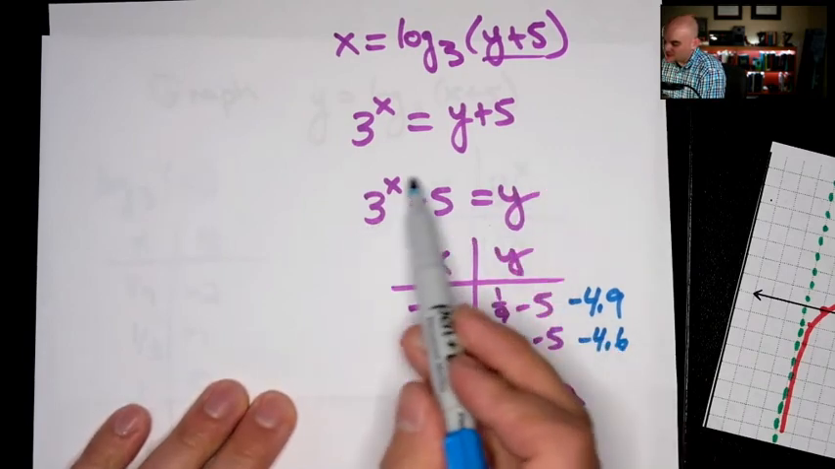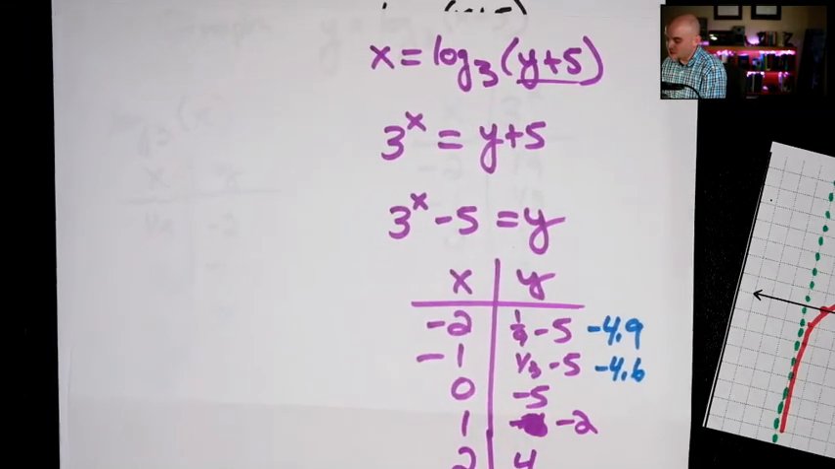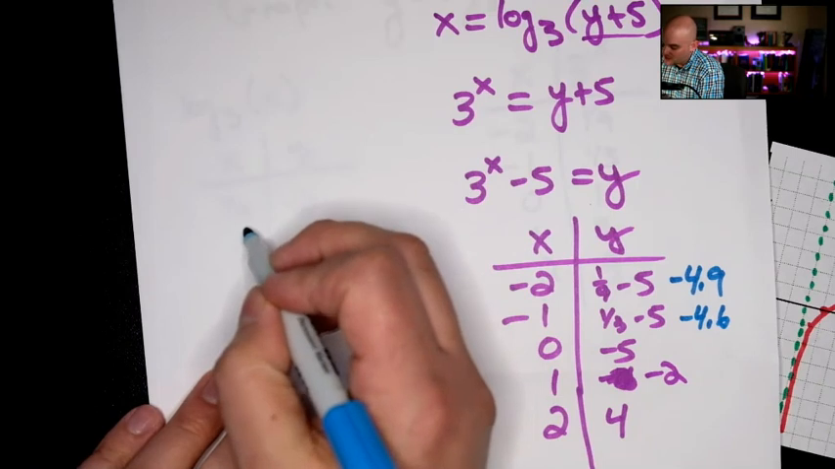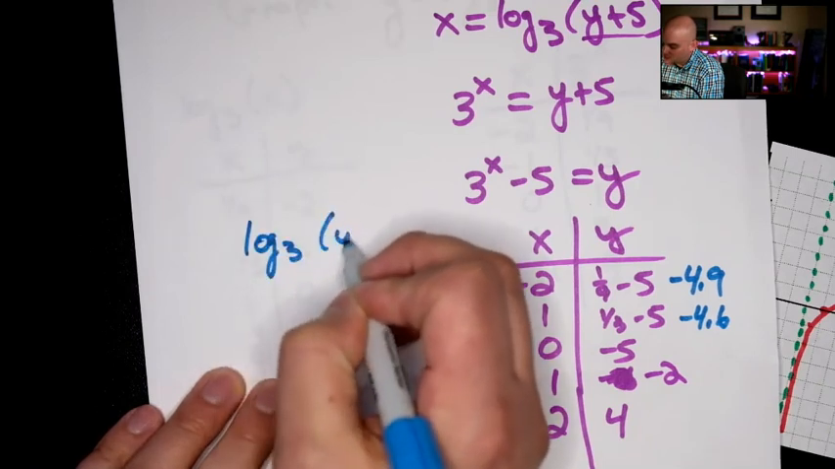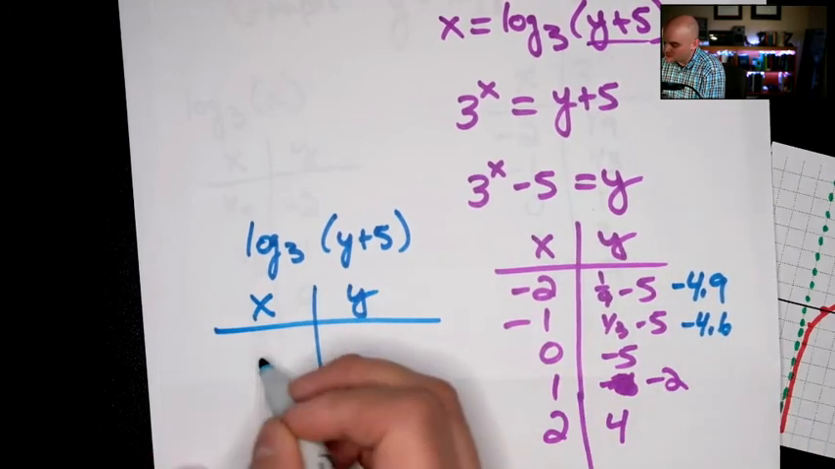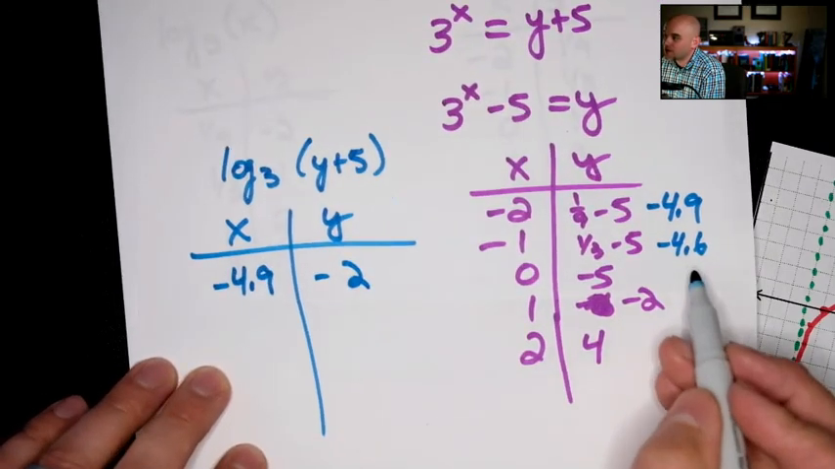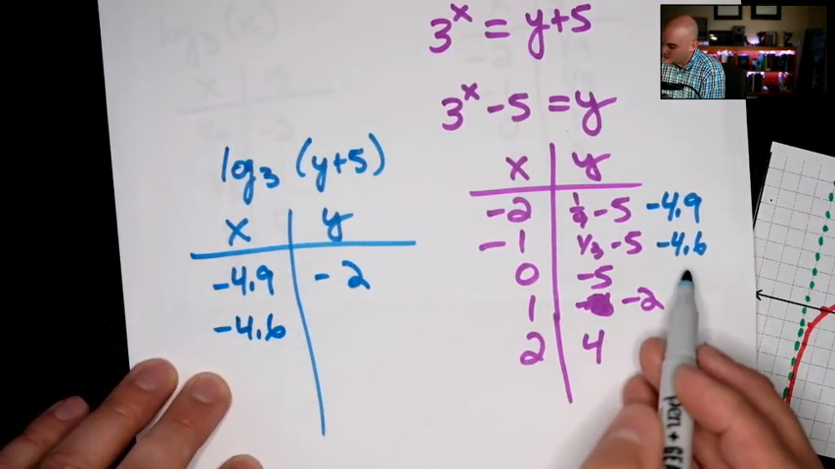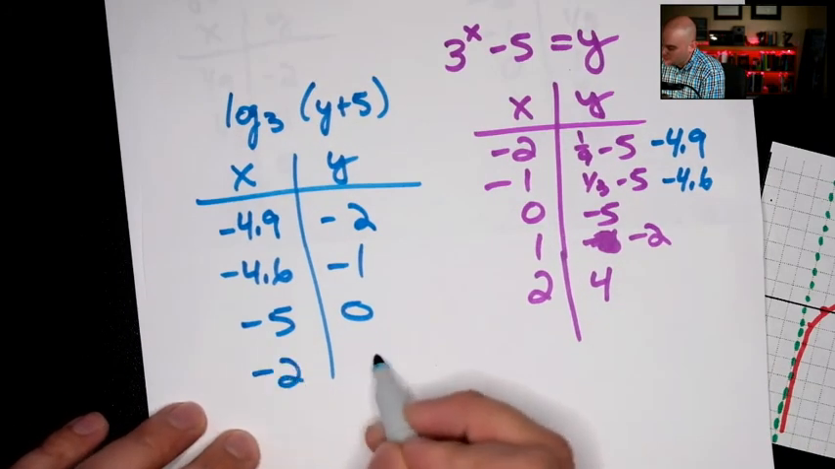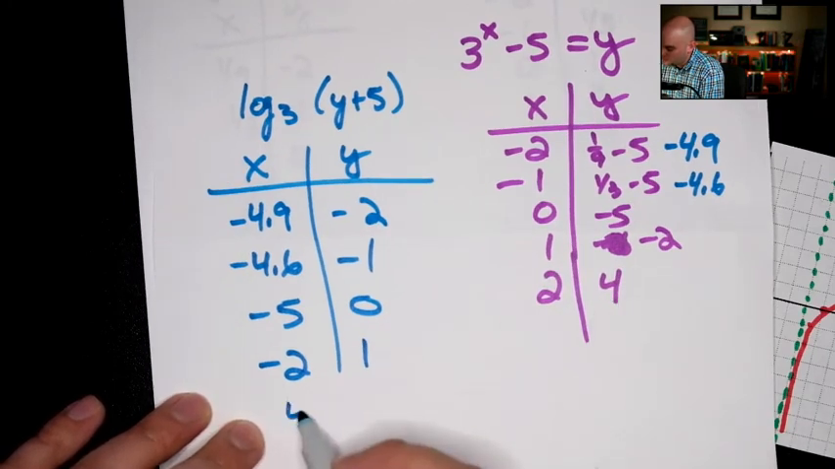So this is the exponential function that is the inverse to that logarithm. This is an XY chart for a few values to it. So now what I'm going to do is say, okay, what is my XY chart for the log base 3 of y plus 5 using these values and just switching the x and y's. So I have negative 4.9 comma negative 2. Then I'm going to get negative 4.6 comma negative 1, negative 5 comma 0, negative 2 comma 1, and then 4 comma 2.